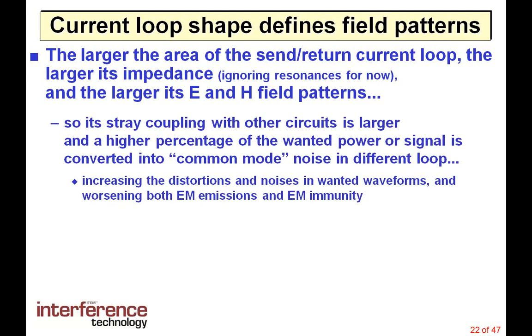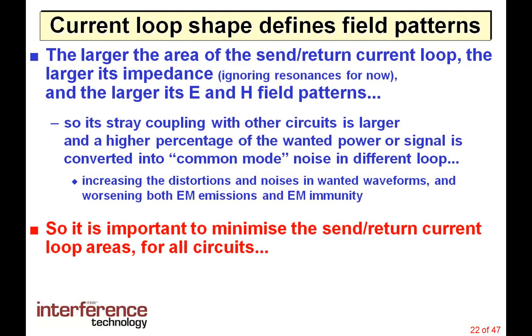Actually, it could be differential mode noise. Anyway, it increases the distortions and noises in wanted waveforms and worsens emissions and immunity. So it's important to minimize the send and return current loop areas for all circuits to maximize signal integrity, power integrity, and EMC.